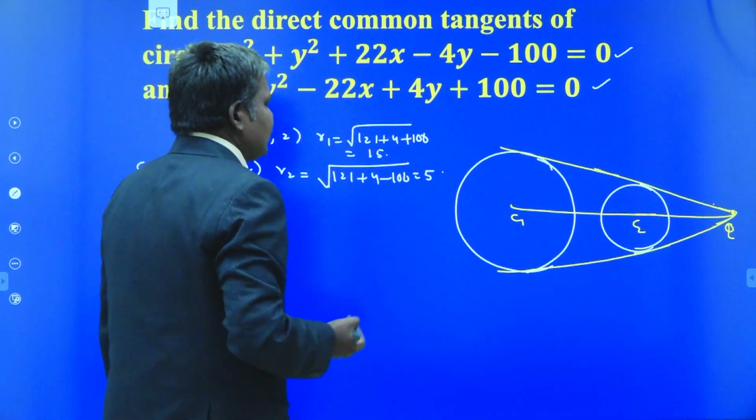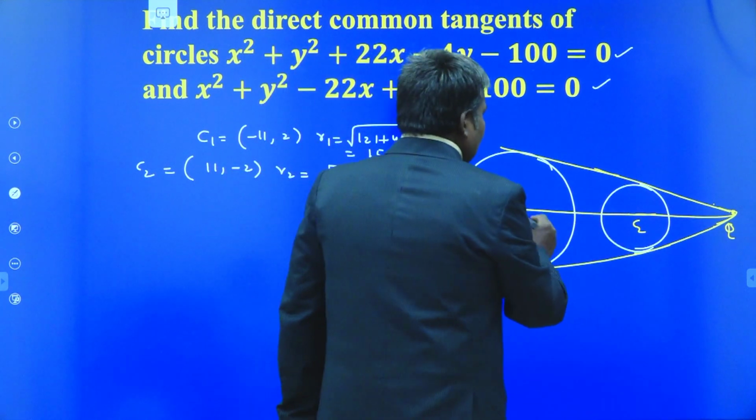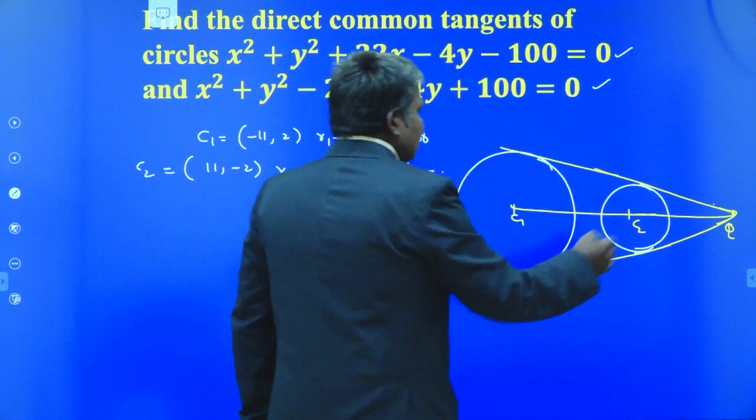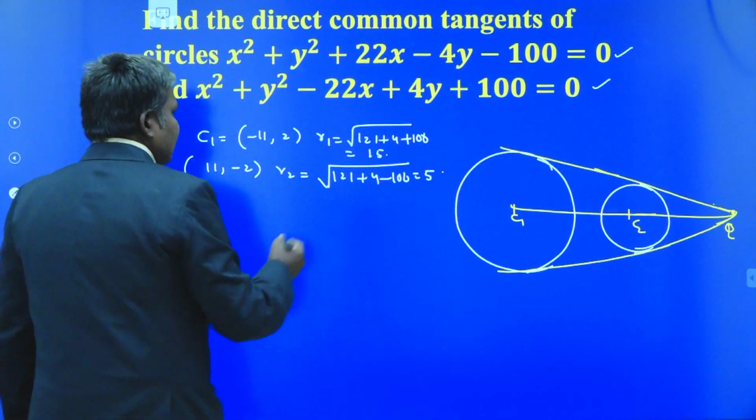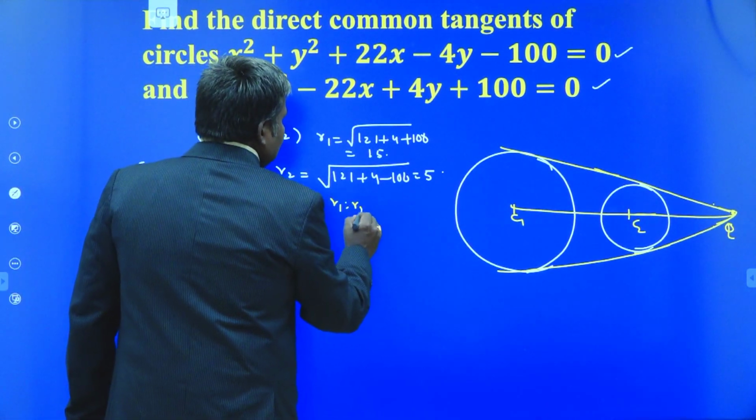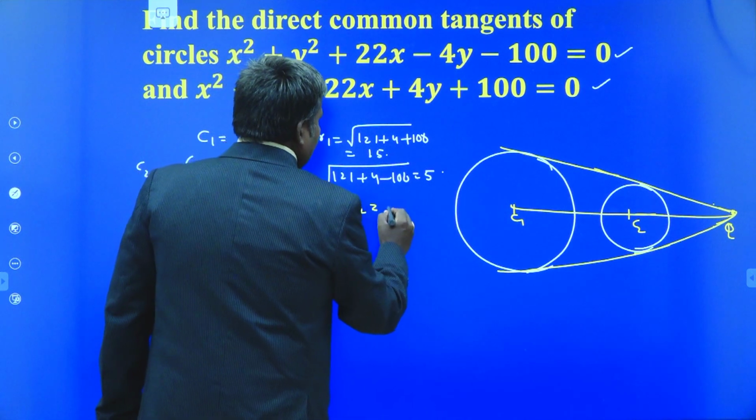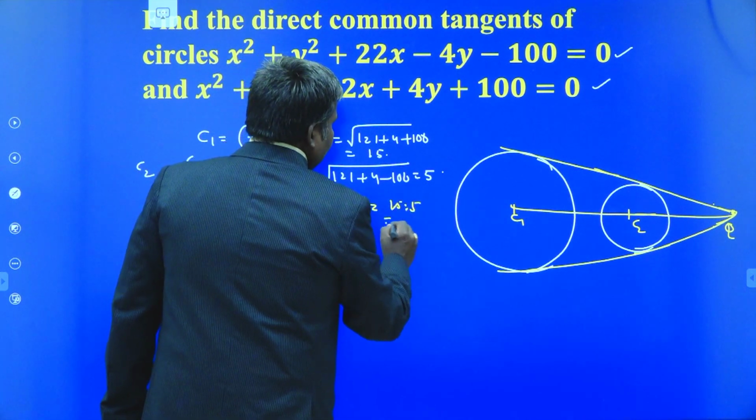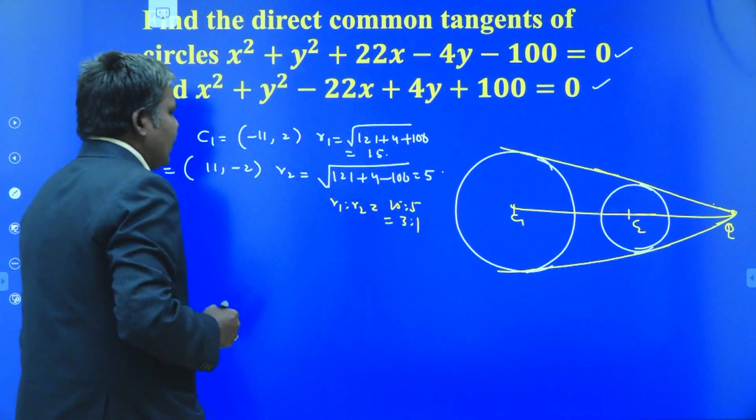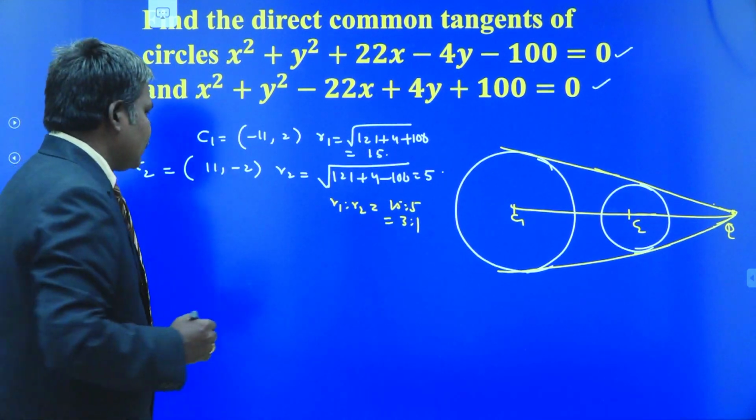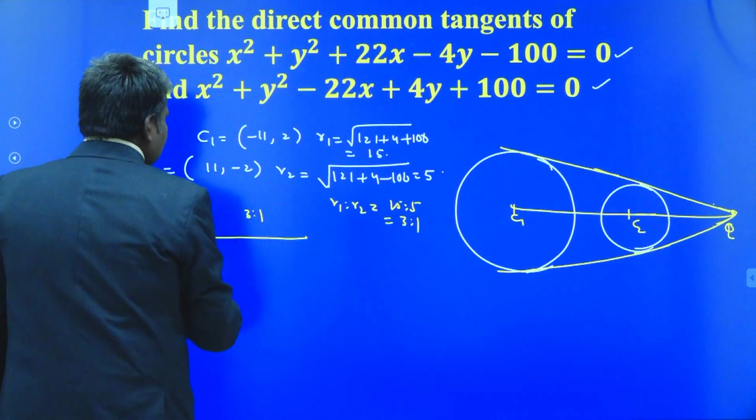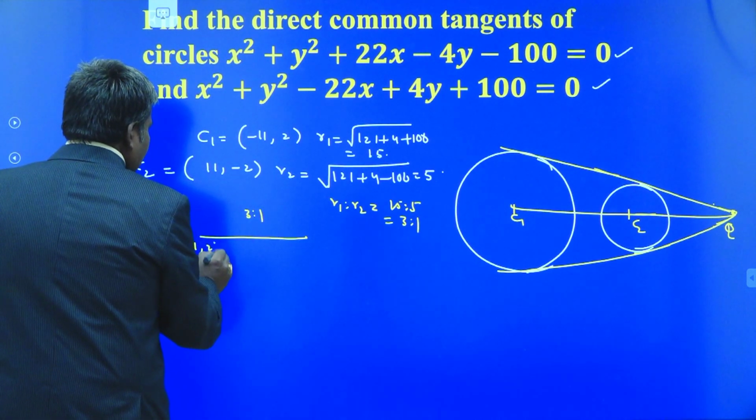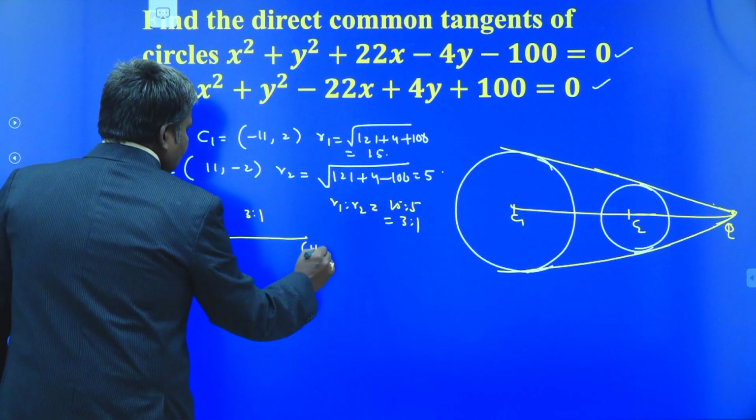Q divides C1C2 in the ratio R1 is to R2 along the line joining C1 and C2. So Q divides C1C2 in the ratio R1 is to R2, which means 15 is to 5, that is 3 is to 1. Can I find the coordinates of Q first of all? So Q divides in the ratio 3 is to 1 externally. This is 3 is to 1. This is minus 11 comma 2. This is 11 comma minus 2.